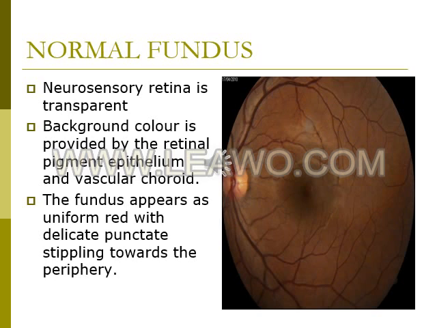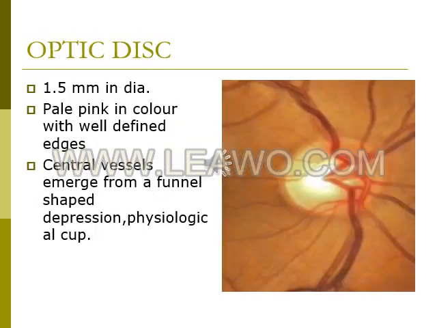Normal fundus. The neurosensory retina is transparent. The background color is provided by the retinal pigment epithelium and vascular choroid. The fundus appears as uniform red with delicate punctate stippling towards the periphery.